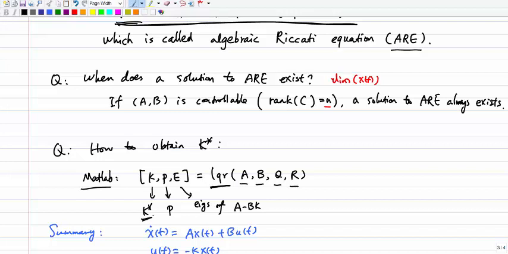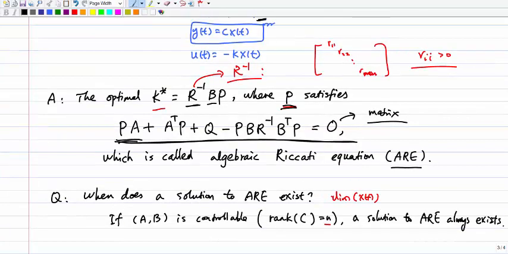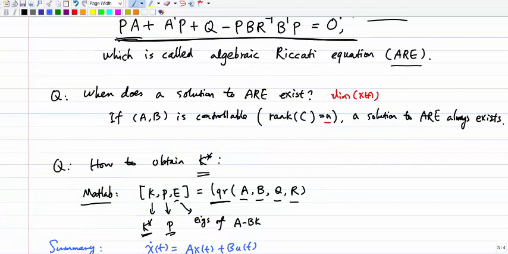This K will be the K star; it's already computed for you. This P is whatever P we need over here. This E returns the eigenvalues of A minus B K star. So I already computed it for you.